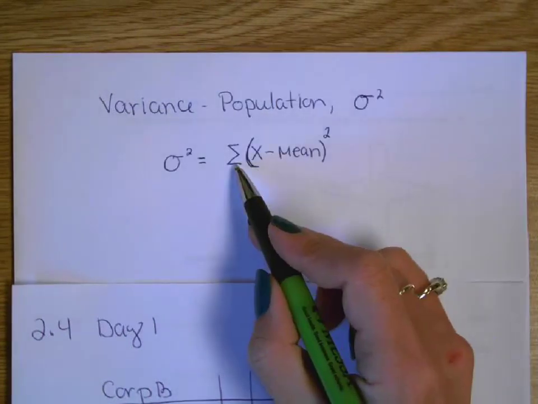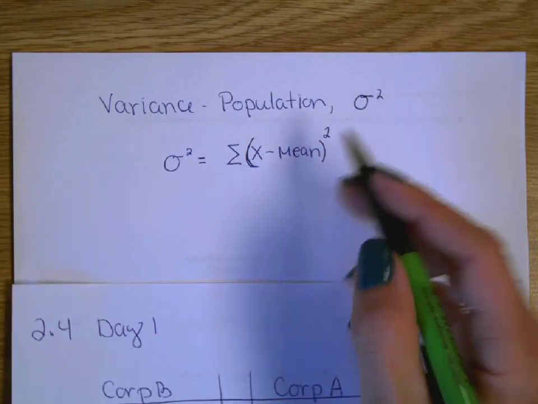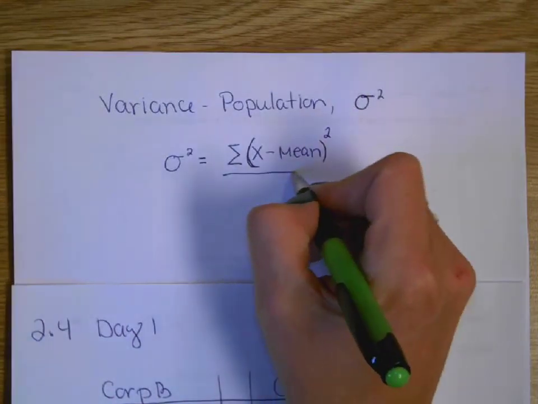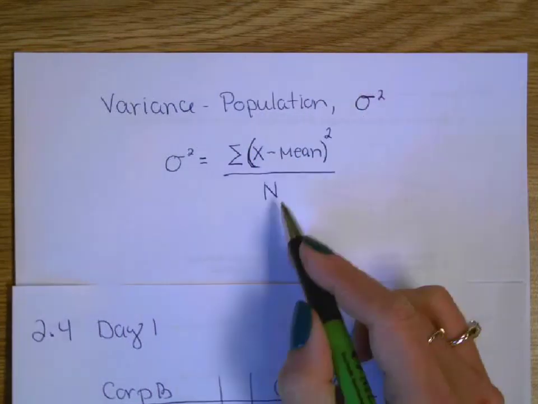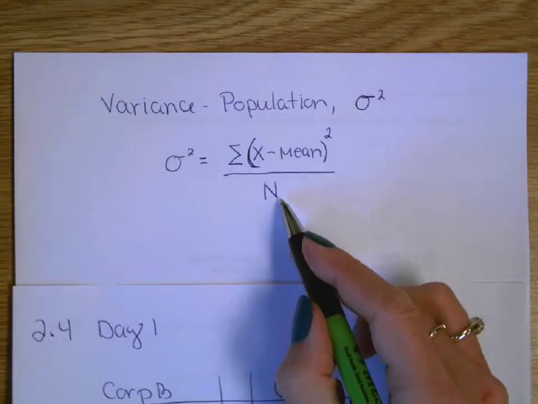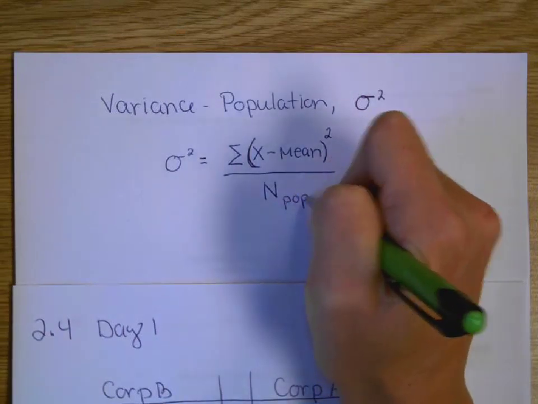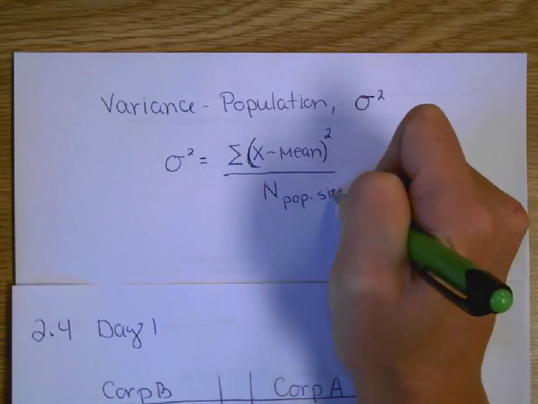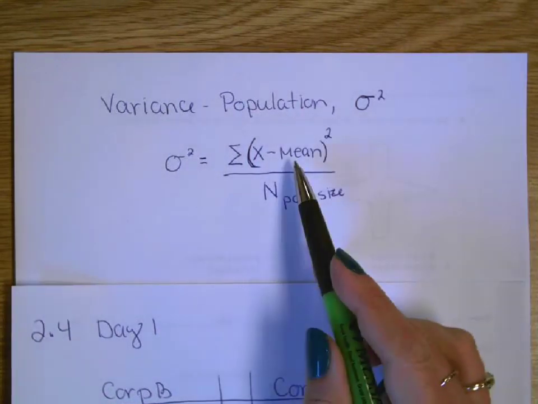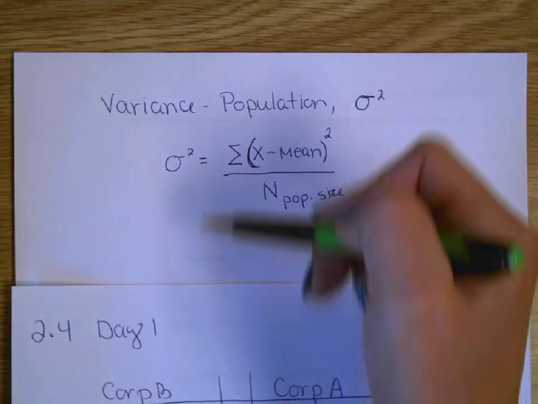Remember from advanced algebra, sigma means to sum up. So we're going to get the sum of the squares, then we're going to divide by how many were in our population. So n is your population size. It might look ugly, but it's not too bad. I'm going to list the steps out as we go through.